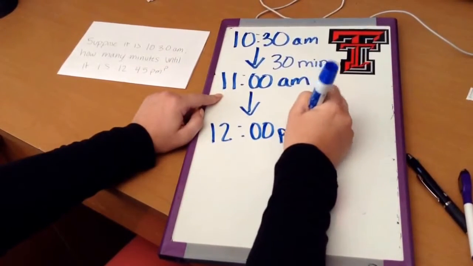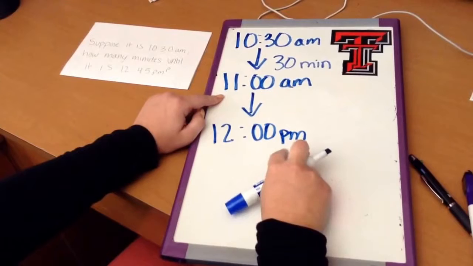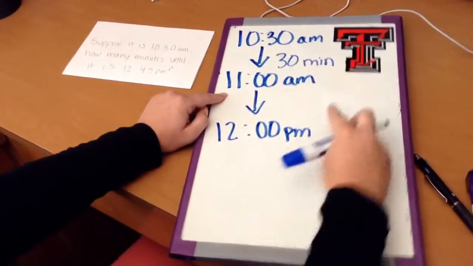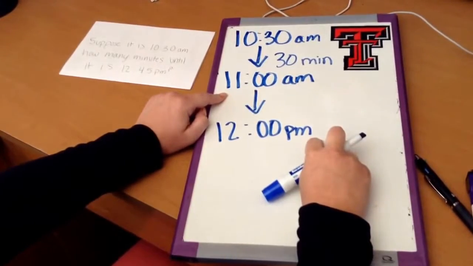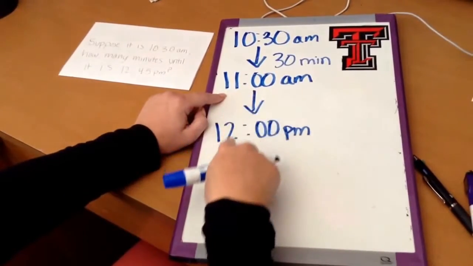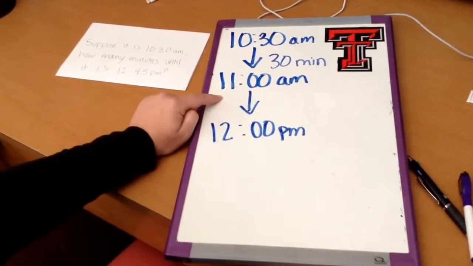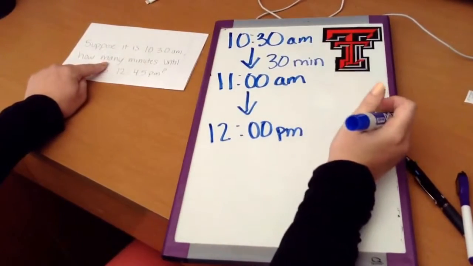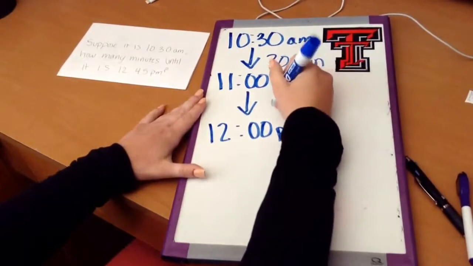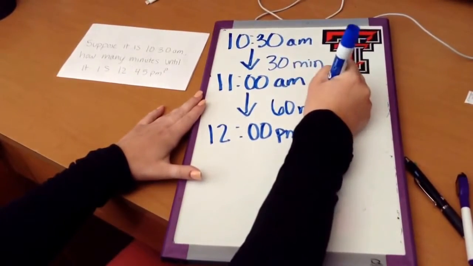And remember, when you get to 12 or noon, it becomes 12 p.m. instead of a.m. because you're now reaching the afternoon. And this is important to remember. And so, looking at 11 and 12, we know the time difference is 1 hour. But we're going to be working in minutes because our problem is asking how many minutes. And so we know 1 hour is 60 minutes.